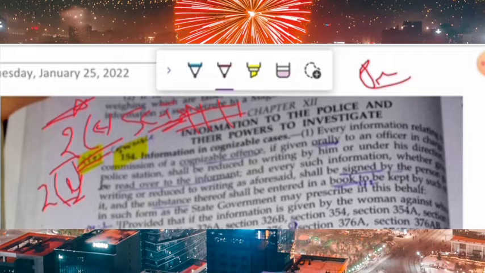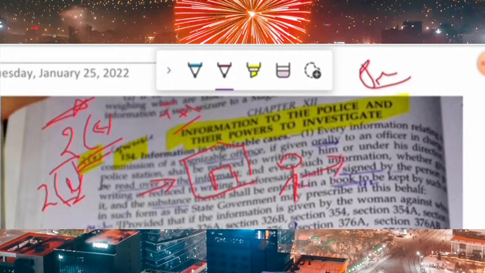Now let's see the heading here: Information to the police and their powers to investigate. So here one needs to give the information to the police. Anyone can give information, you, me, or anyone. If any offense is being committed in your neighbor's house, then you can also be the informant. You can also go to the police station and register a case, right? Anyone can put this criminal law into motion.